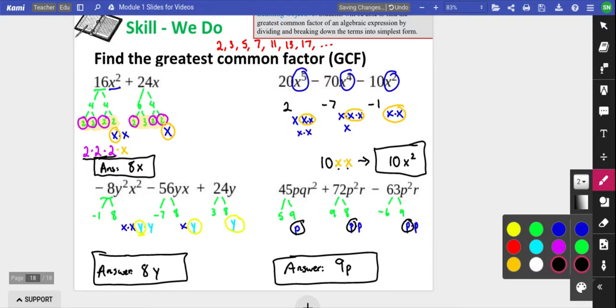Let's take a look at what else they have. They have Q. This one has 1Q. The next one does not have a Q, nor does the last one. That means I cannot put any Q's at the bottom because all three terms do not have a Q.